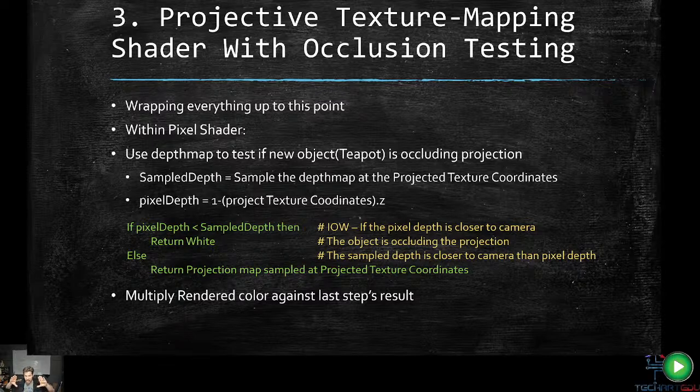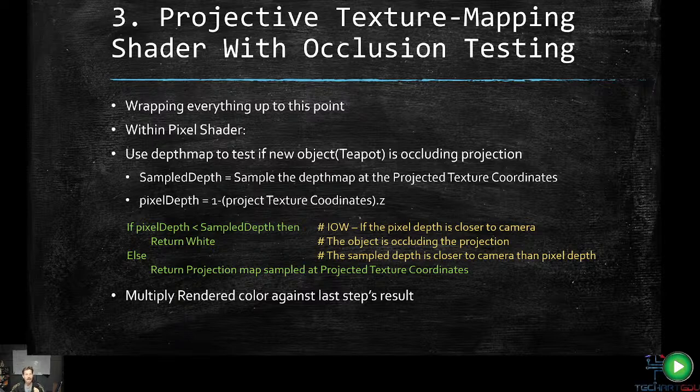Remember, we're projecting that from the light, so there should be a one-to-one parity. Then we're going to compare our pixel depth versus the sample depth. This is where we identify if something is closer to the camera or not. If the pixel depth is less than the sample depth, then we just return white. And if we return white, then that's fine. That means our projected shadow map is just going to be normal, and that means that the object being rendered is closer to the camera.